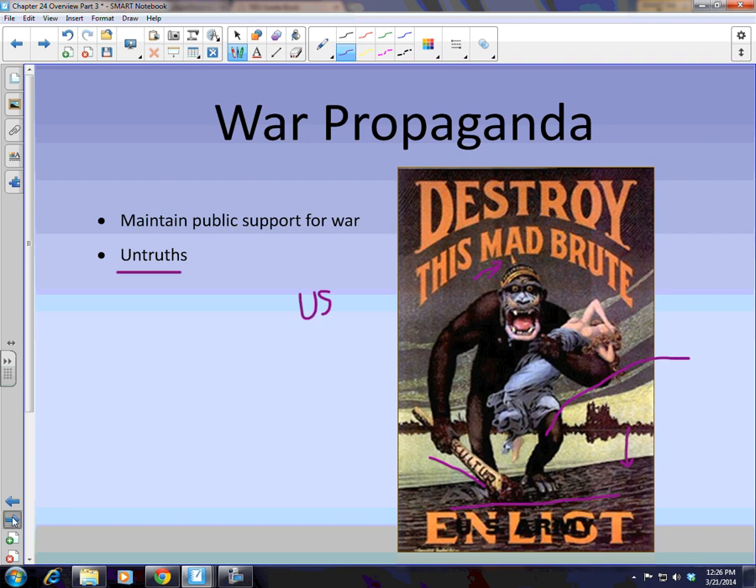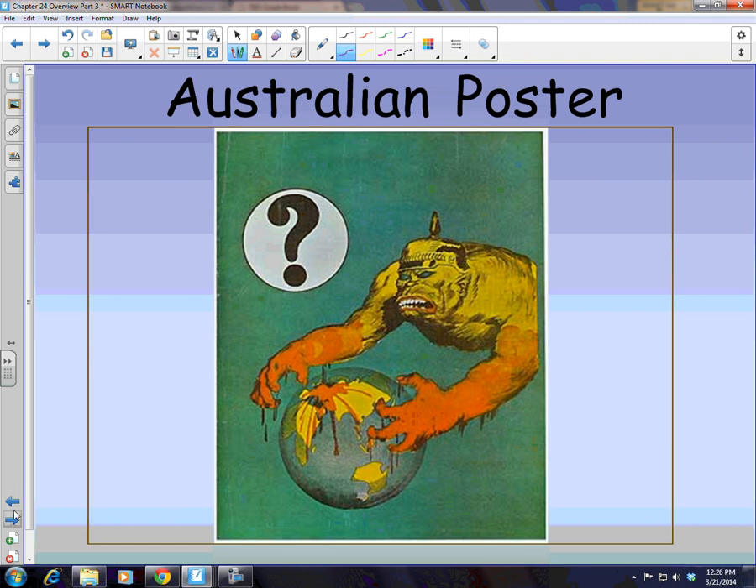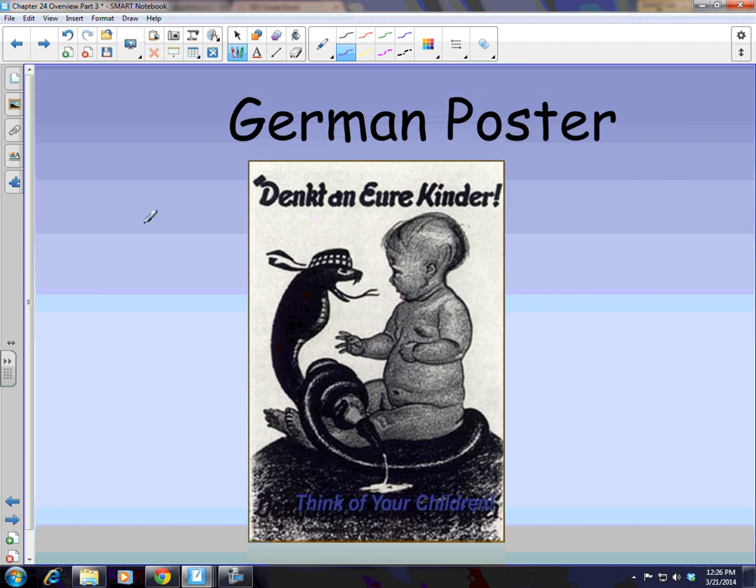So promoting that. Here's an Australian poster. Again, you see the dehumanization of the enemy, the Germans, the blood coming from Europe, and then here's Australia down here, right? Scary. Here's a German one. This is a British United Kingdom hat here, and it's a cobra, like is located in India. And this says, "Think of your children," right? The British snake is coming for your children.